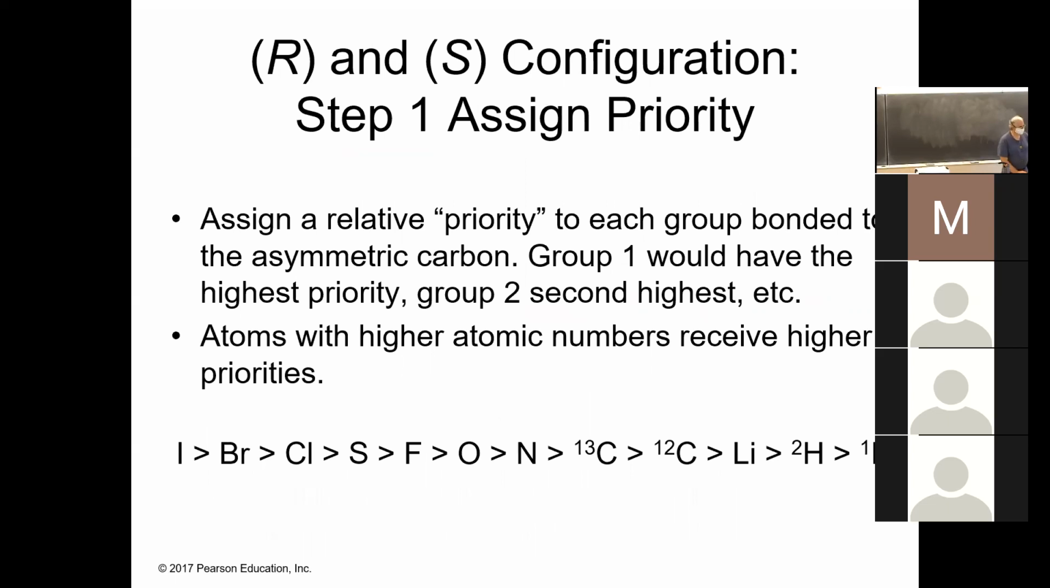Here is a listing of some examples of relative priorities based on atomic numbers. We can have chirality if we have isotope labeled atoms, such as carbon-13. If we have a carbon-13 versus a carbon-12 methyl, the carbon-13 takes priority. That's based on atomic mass.